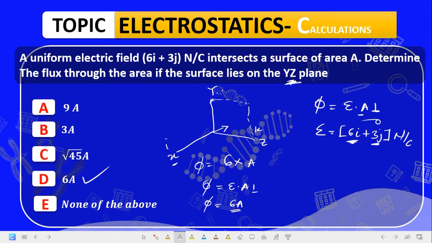So please make sure you actually look at these coordinates given here. Is it the XY plane or the YZ plane? You saw how I traced it out. If it is on the YZ plane, it means the only vector acting is from the what? X direction, and hence you use only the one from the X direction. X is represented with I, Y is represented with J, and what? Z is represented with what? K. So we only use the one from the I direction. That is the electric field that is actually piercing through the surface. That is why the answer is 6A and not root 45.